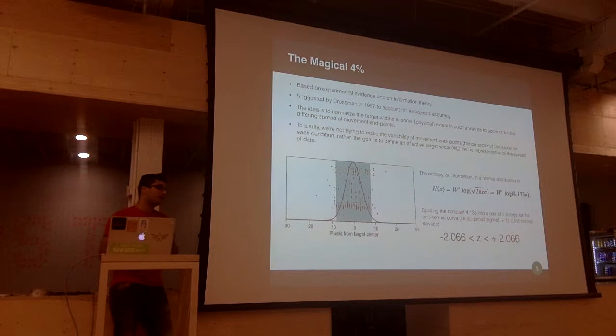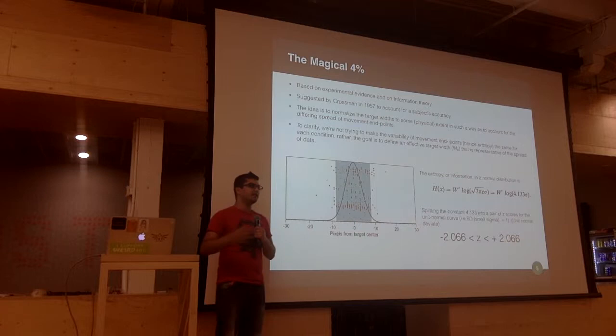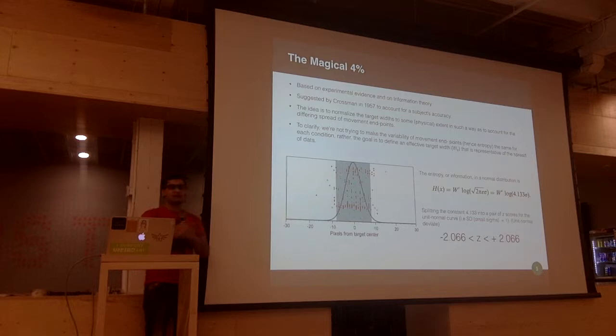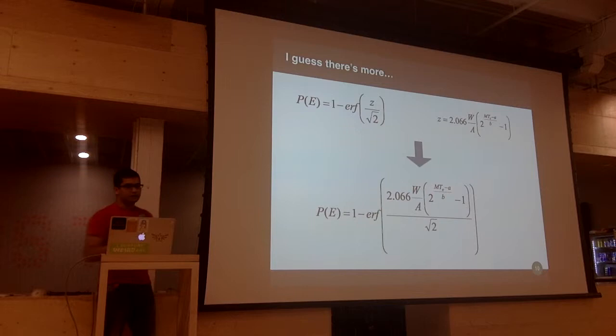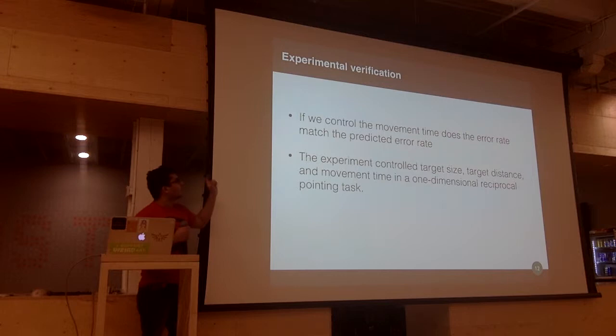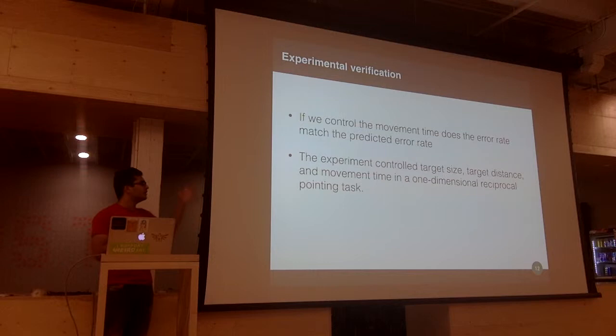And a lot of prior work has shown that no matter what the Fitts task is, there will always be a 4% error rate. The cool thing they did is they assumed that if the 4% error rate is correct, can we predict the error rate by changing the movement time separately? Once they had this derived probability of error, here's a really cool thing they did. If they control the movement time, does the error rate change based on the predicted error rate? If you're keeping everything else the same, instead of predicting the movement time, if you control the effective movement time, can we change the error rate?